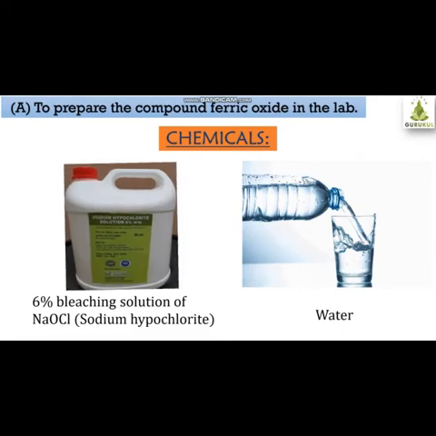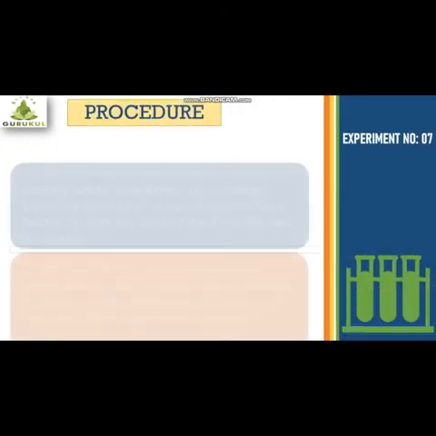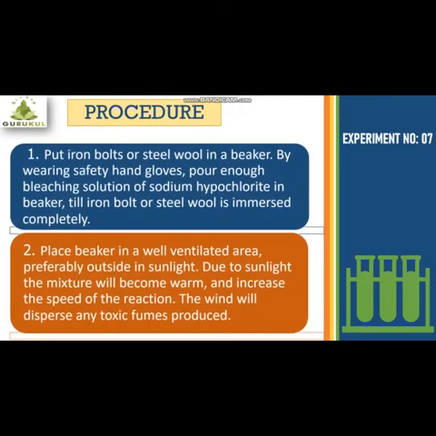Let us understand the chemicals. I'm going to take 6% bleaching solution of sodium hypochlorite and water. 6% bleaching solution of sodium hypochlorite is very hazardous. That is why I'm going to use hand gloves while using it. So these were the requirements and chemicals. Let us understand the procedure now. How we are going to extract it.